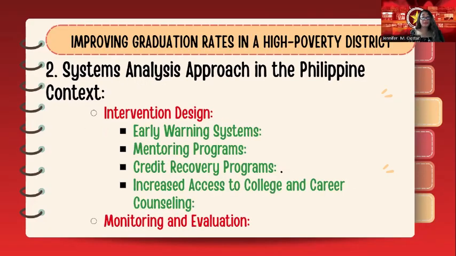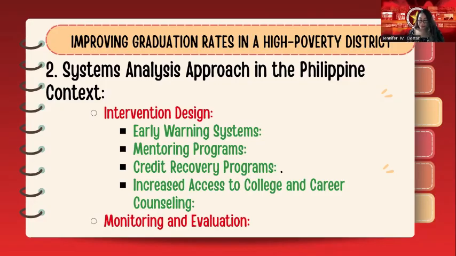To continue, after this, we can develop the intervention design. Best examples would be early warning systems, implementing systems to identify students at risk of dropping out based on attendance, grades, and participation. Mentoring programs, utilizing volunteers, teachers, community members, or older students to mentor and support struggling students.